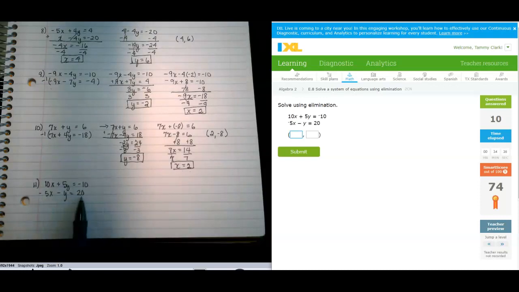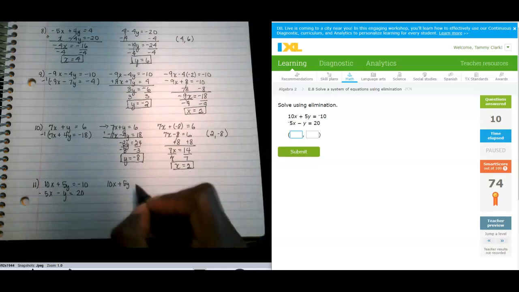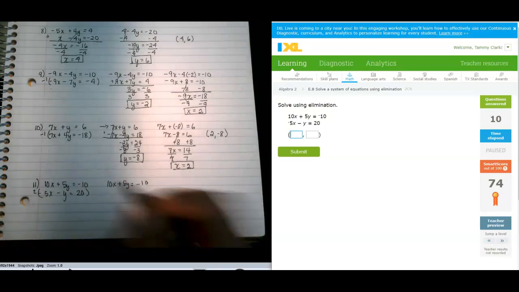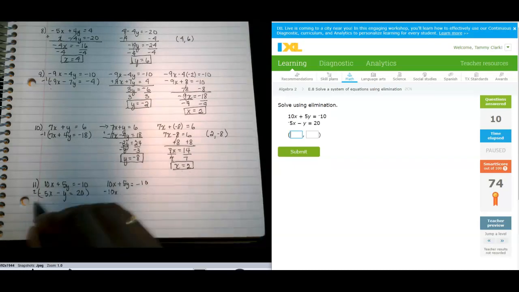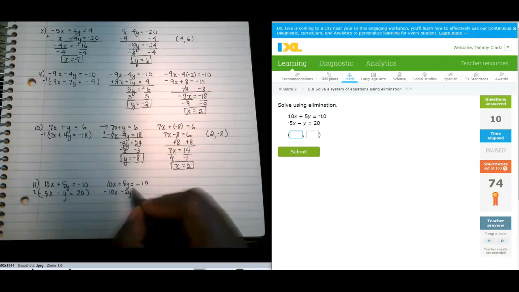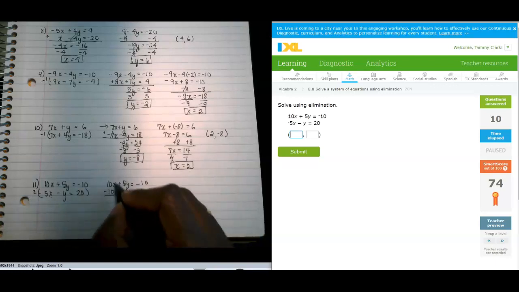Alright, we've got 10x plus 5y is equal to negative 10, and negative 5x minus y is equal to 20. Now, notice we've got the 10x plus 5y equals negative 10, and I'm going to multiply this entire equation down here by 2. That gives me negative 10x minus 2y, and then 2 times positive 20 is equal to 40. So right there, eliminates the x's.